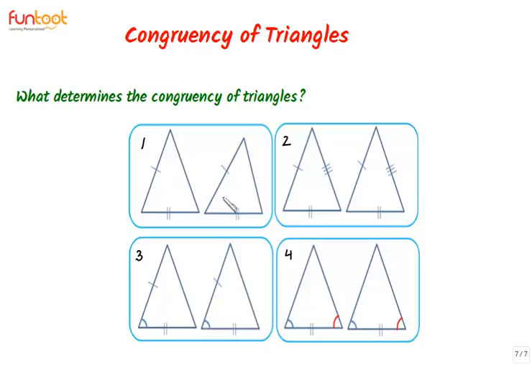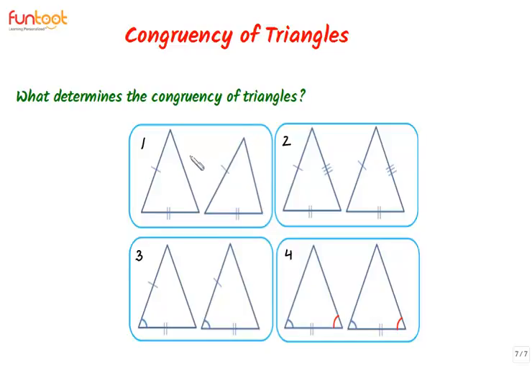In the first pair, in the 2 triangles, 2 corresponding sides are given to be equal. This side is equal to this side, and this side is equal to this side. How much minimum data should we have to construct a triangle? Is knowing the measure of just 2 sides enough? No. Knowing the measure of just 2 sides is not enough for constructing a triangle. We should know the measure of all the 3 sides. And here in this case, no information is given about the third side.